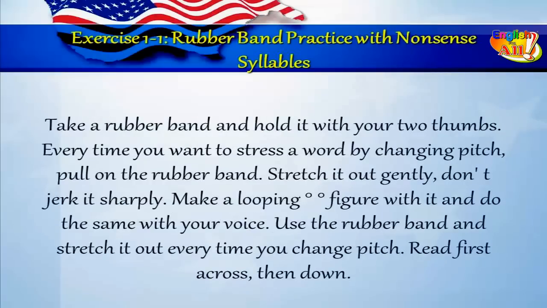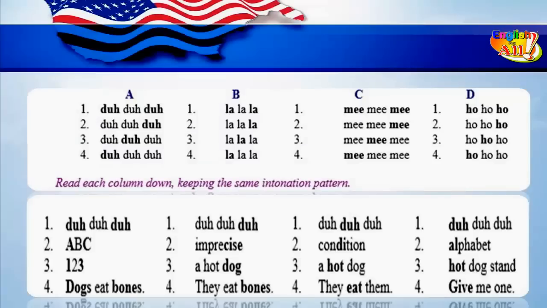Exercise 1-1, rubber band practice with nonsense syllables. Take a rubber band and hold it with your two thumbs. Every time you want to stress a word by changing pitch, pull on the rubber band. Stretch it out gently, don't jerk it sharply. Make a looping figure with it and do the same with your voice. Use the rubber band and stretch it out every time you change pitch. Read first across, then down.